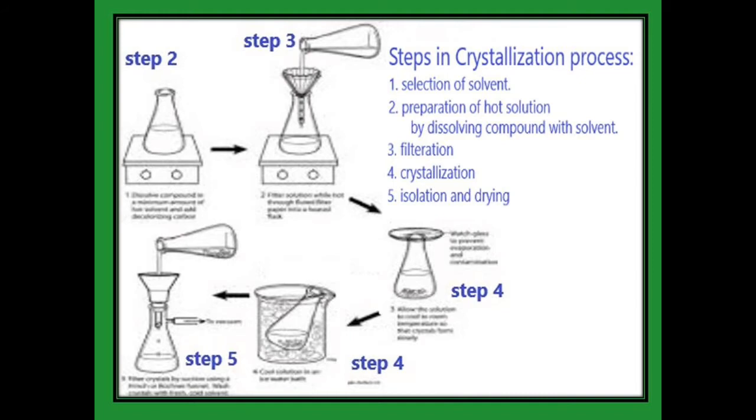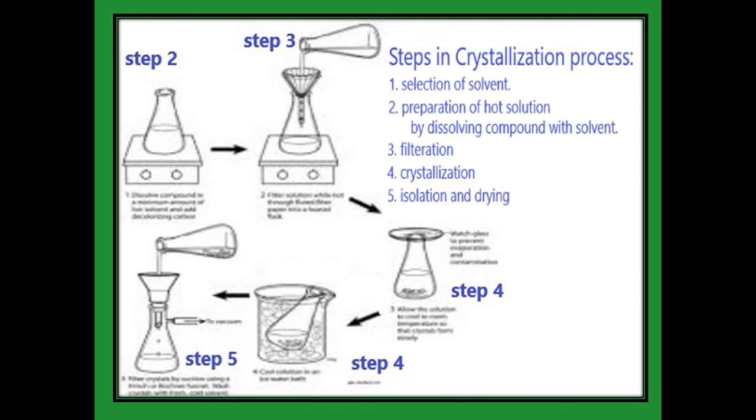The next one, preparation of hot solution by dissolving the organic compound in the solvent. We first select the solvent, and in that solvent the organic compound is dissolved on heating, so that we get the hot solution. So this is the second step. And the third step is a filtration step. In that filtration, the impurities that are not dissolved in the solvent we can separate with the help of filter paper.